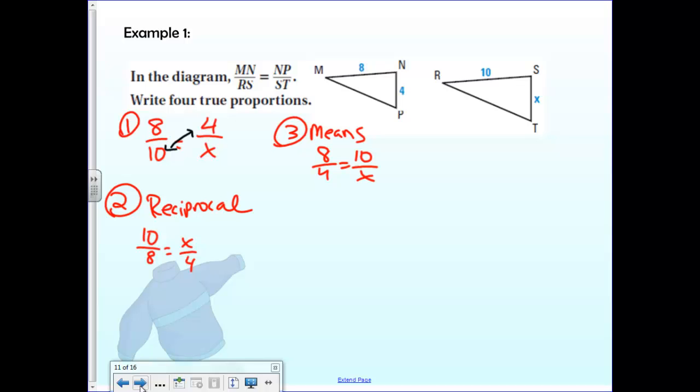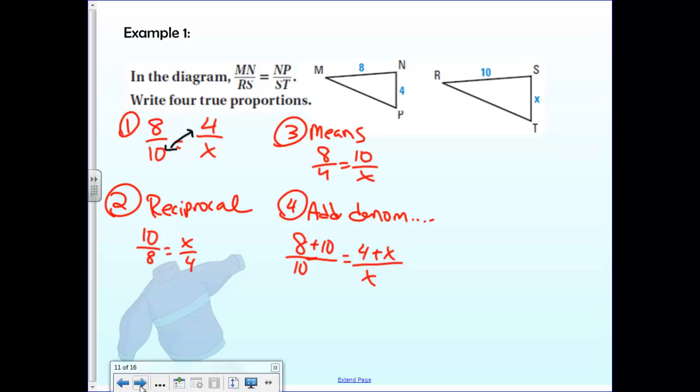So I used the original one again. And my fourth one, this is the one where we add the denominator to the numerator. So if I have 8 over 10, what do I add to the top? If we have 8 over 10, what goes here? 10. And that equals, I had 4 over X, 4 plus X, whatever's in the denominator on that side, add that to the top.